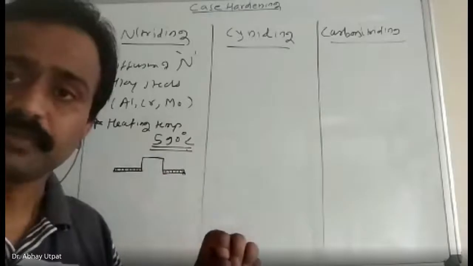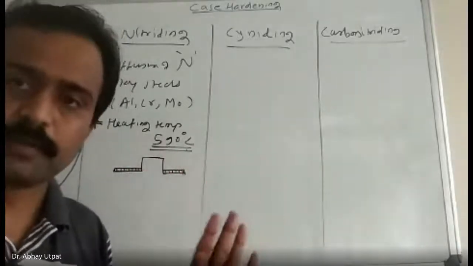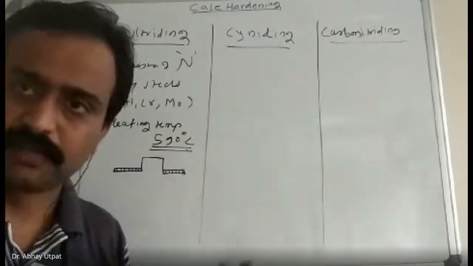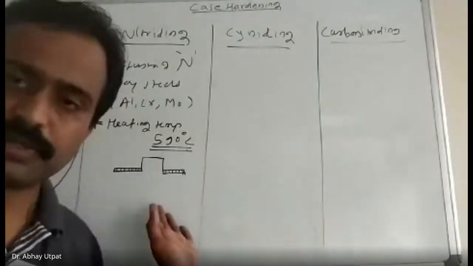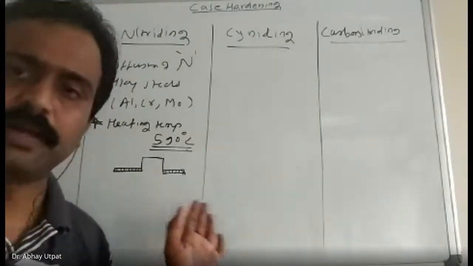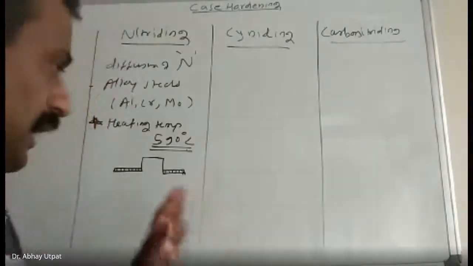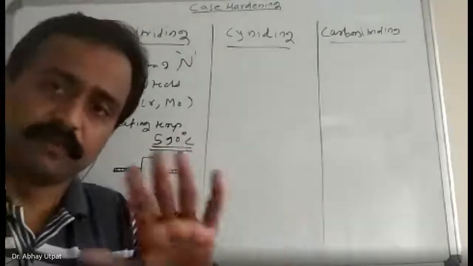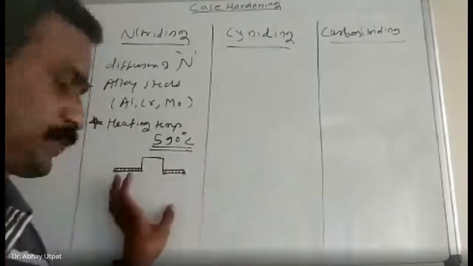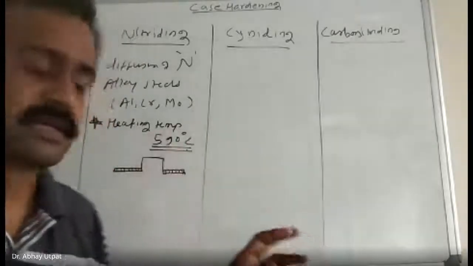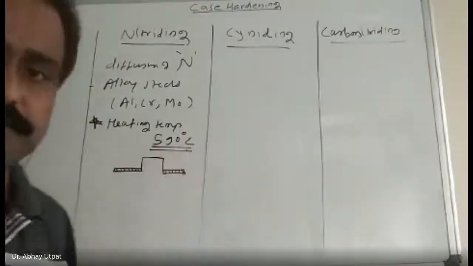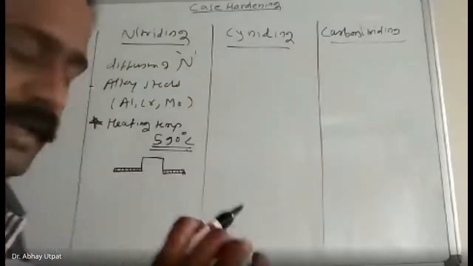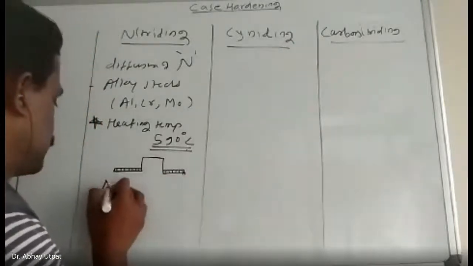Now, whatever earlier treatments and finishing operations are there, they are carried out first. Usually the part is hardened by bainite formation and then it is nitrided at the end. Nitriding will be the last step. This part is heated in the furnace at 590 degrees Celsius and ammonia gas, NH3, is passed.